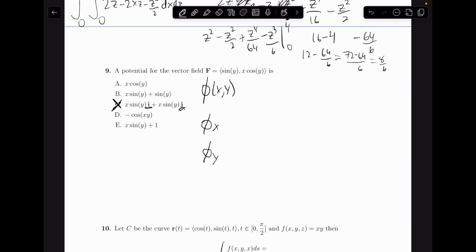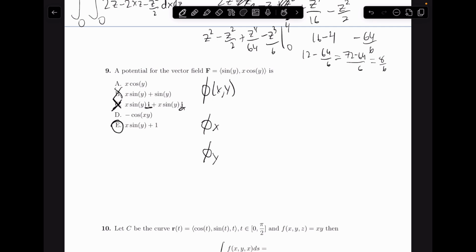Let's see. That's not it. Okay, let's see. Answer choice E, sorry. The partial derivative with respect to x is sine y. With respect to y is x cosine y. So that is our answer here.